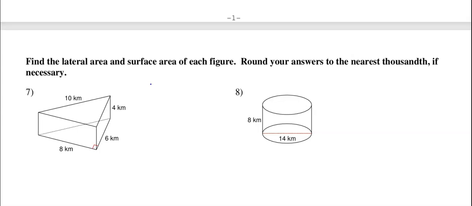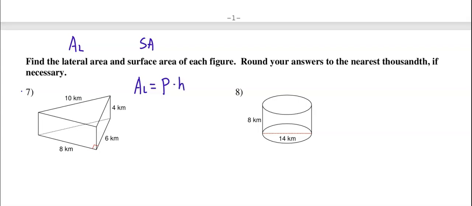Okay, question 7, lateral area, we say it's A, and put a small L here. Surface area. This guy is a triangular prism because we look at the base, then we name it, that's a triangle. We say triangular prism. In order to find the lateral area, we say that is perimeter times height.